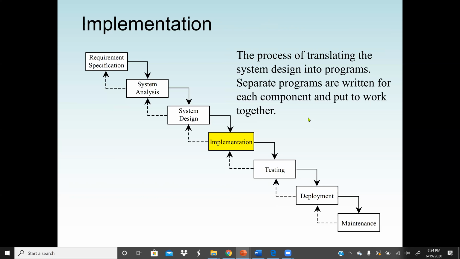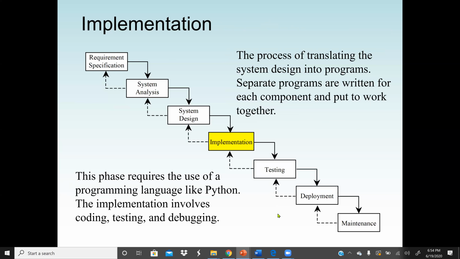And after we write all the code, the special classes for each one, again, we can integrate all the system together as one unit. So this phase requires the use of a programming language like Python, C++, Java, etc. And the implementation involves also coding, testing, and debugging.